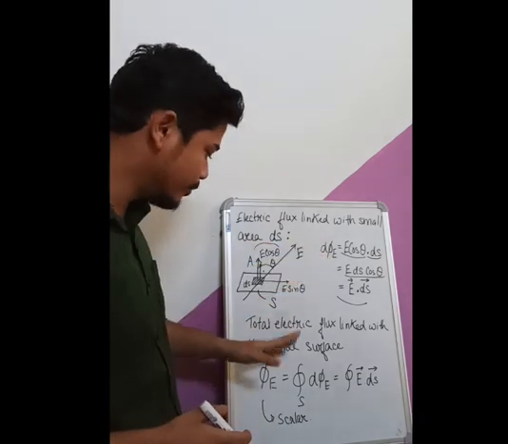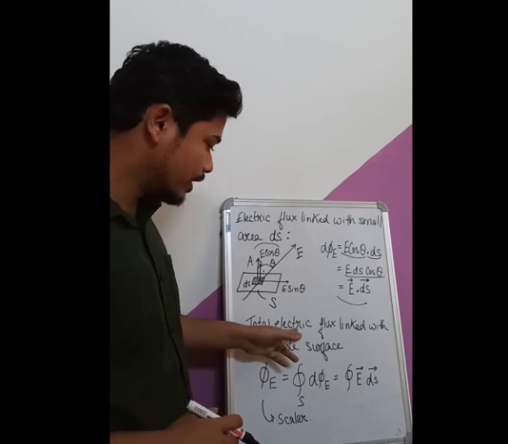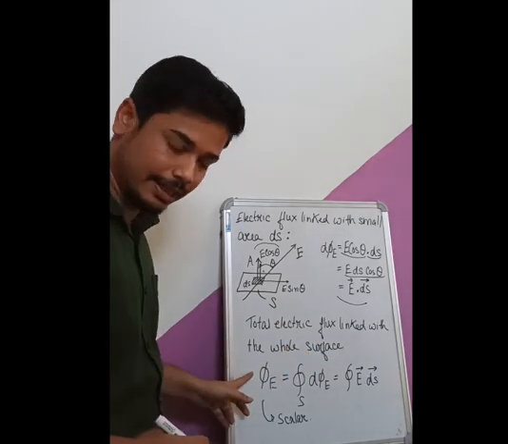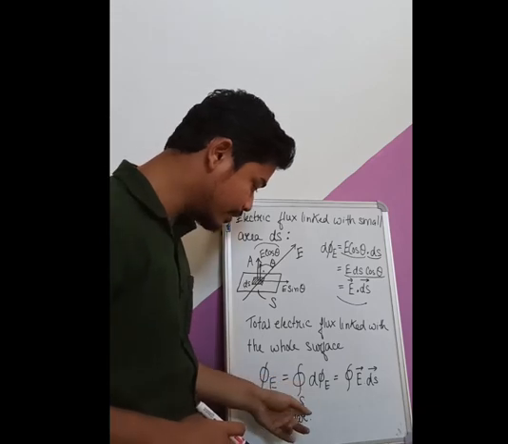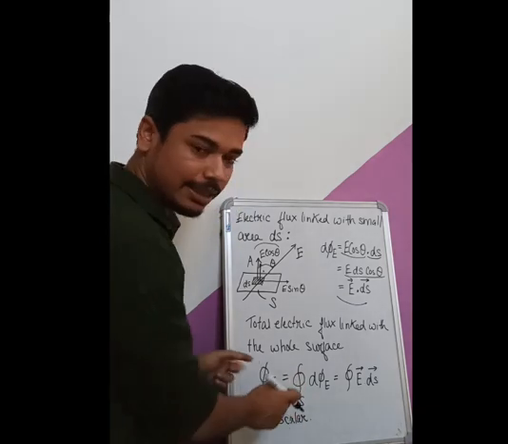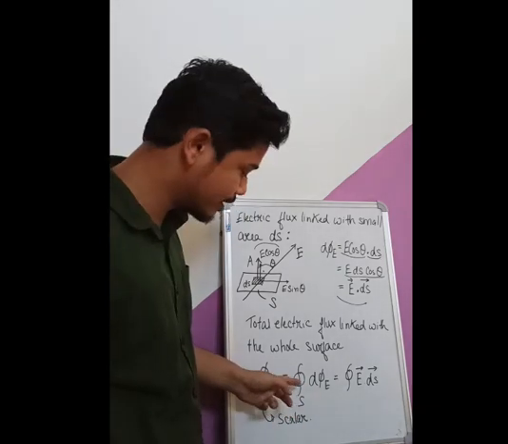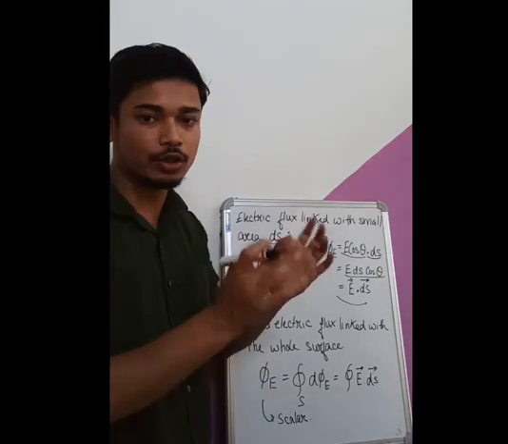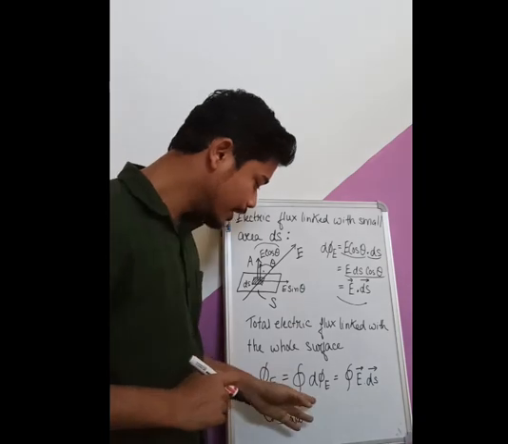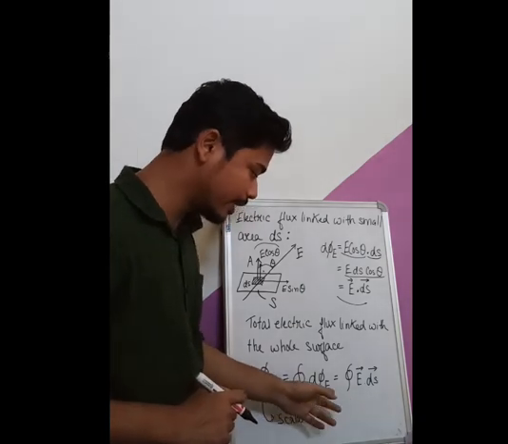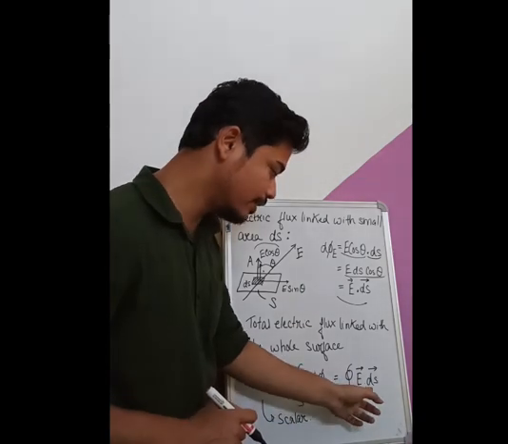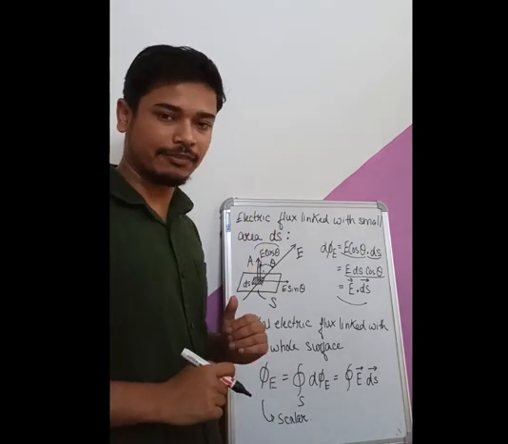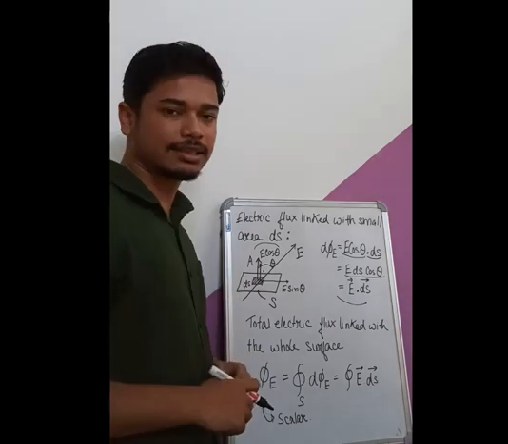Similarly, we have done the same thing here. The total electric flux linked with the whole surface is phi E. I have integrated this over the whole surface, so I have taken a closed surface integral. This is known as closed surface integral, since we are considering the surface to be a closed surface. So if we integrate d phi E, we will get the integration of E dot ds. If you integrate this value, then you will get the total electric flux linked with this surface.